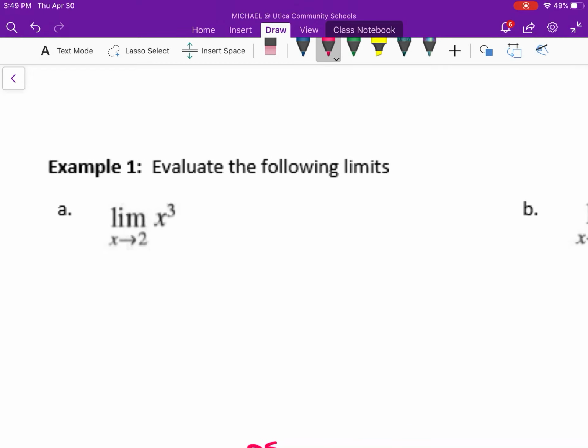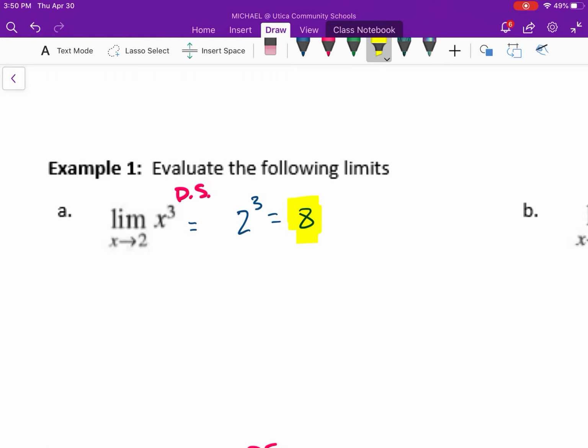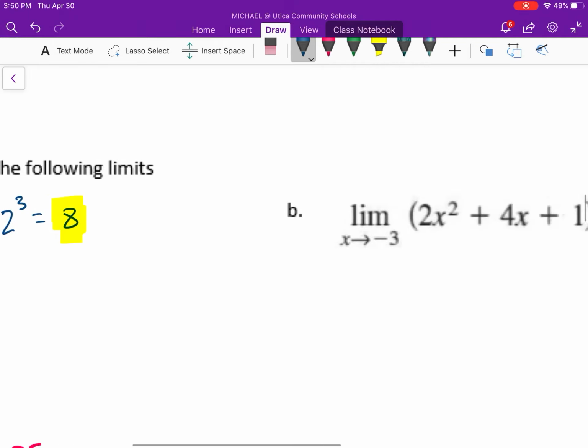Example 1, it says evaluate the following limits. Limit as x approaches 2 of x cubed. So the first thing I'm going to try is direct substitution. I'm going to plug in a 2, and when I plug in a 2, I get 2 to the third power, which is 8. And that is my limit. Again, just as a drawing, x cubed looks like this. I plug in a 2. That connects over here at 8. The limit is the exact same thing as the function value, so I get 8.